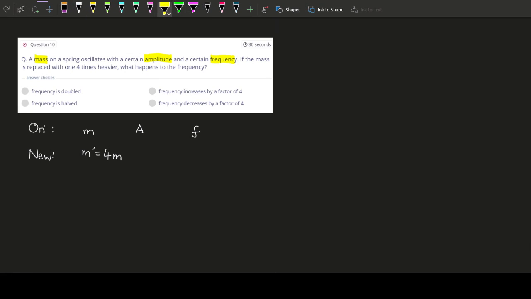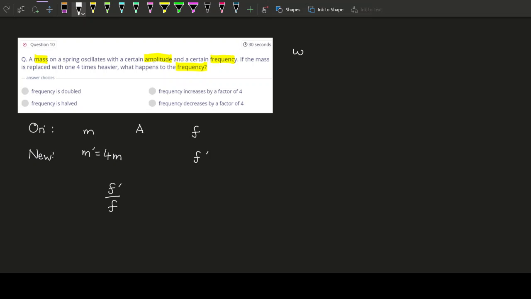If they are asking for frequency, then you have to find f prime. They are expressing this new frequency in terms of the old frequency. It's like the new frequency is double the old frequency, or the new frequency is half of the old frequency. So if you are comparing the new frequency with the old frequency, you compare f prime against f. If you are not sure how to start, this is where you can begin.